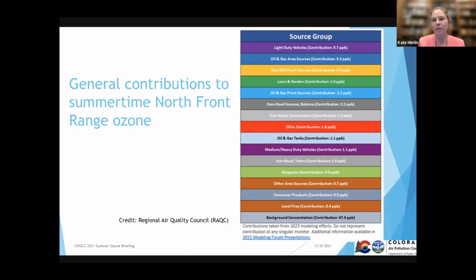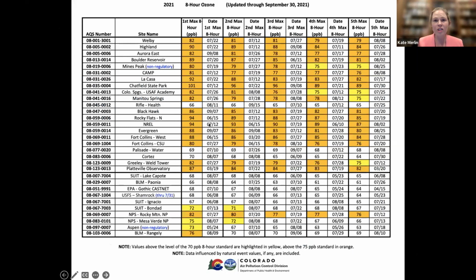If you look at where their data is coming from, the light duty vehicles being at the top of this chart, you'll see that oil and gas is actually broken down into 3 separate sectors. Area sources, point sources, and oil and gas tanks are all counted out separately here. And if you add those up into oil and gas production activities, it's 1.5 times the contribution from light duty vehicles. This is just a chart of 2021 ozone exceedances.